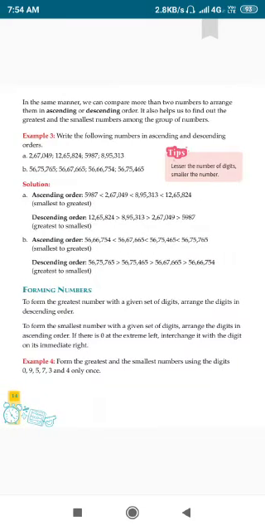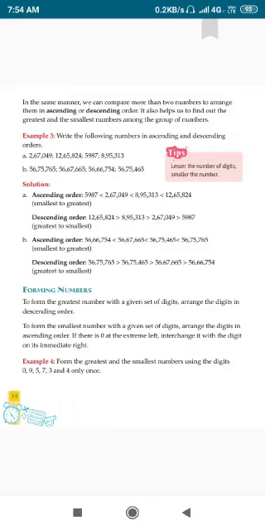Form the greatest and the smallest number using the digits 0, 8, 4, 6, 3 and 5, using each only once. For the greatest number, arrange the digits in descending order. Here the greatest digit is 8 and the smallest digit is 0. Then arrange the digits. Thus the greatest number formed is 8,65,430.